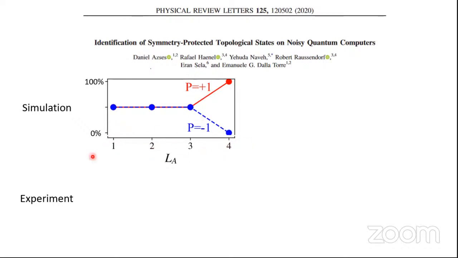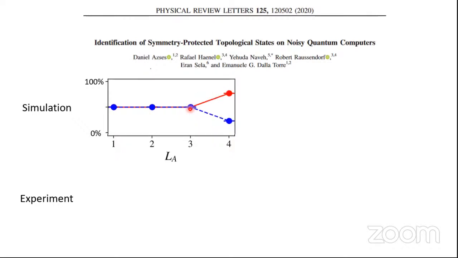LA is the size of the subsystem. If I take LA equal to 4, that means that I look at the whole system, and the whole system is in a well-defined sector. However, when I look at the subsystem, it has these 2 sectors, and the 2 blocks are equal. That's why in the subsystem the density matrix has 2 eigenvalues that are equal. The trace of the 2 blocks is the same, at least in the simulation, even in the noisy simulation.